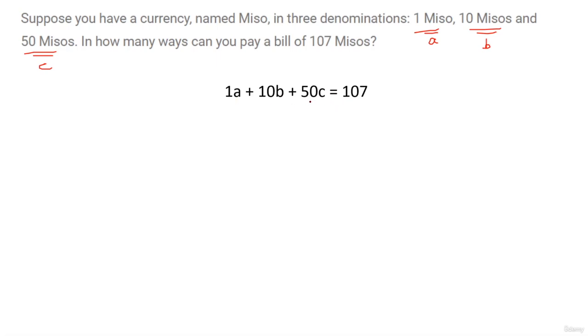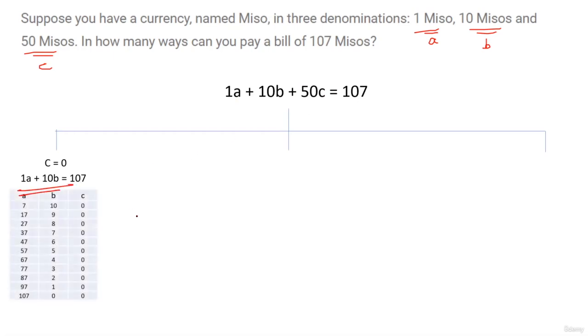Now, guys, the largest denomination is C, right? 50 Mizos is the largest denomination. So I will take 3 cases. First case is when I take C equal to 0. When I take C equal to 0, guys, you will observe that it becomes 1A plus 10B equals 107. Now you may choose to list down all the values.